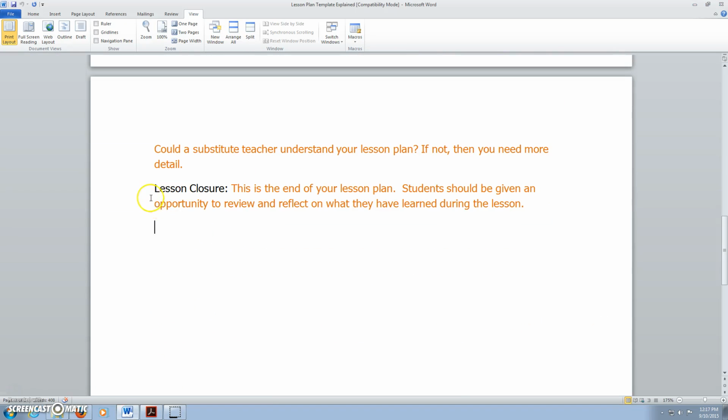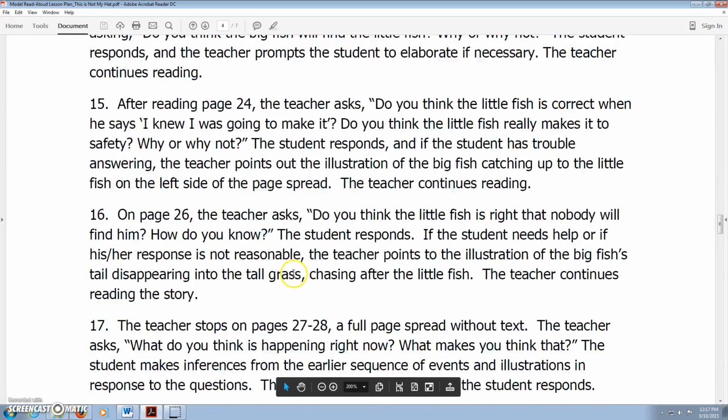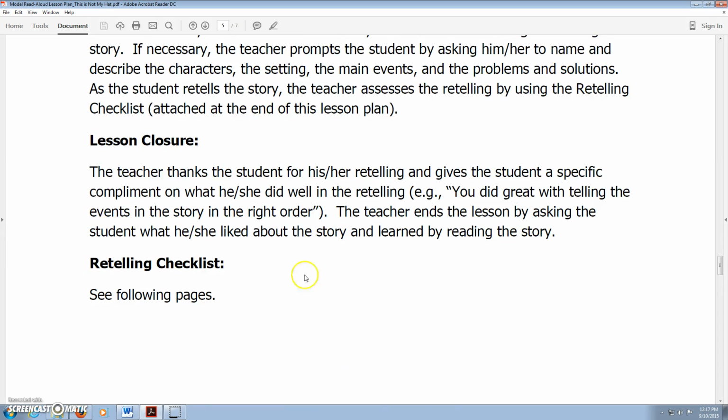And finally, at the end, you have your lesson closure. That's the end of your lesson, and what you want to do with the lesson closure is give students a chance to review what they've learned in the lesson or reflect on what they've learned during the lesson. So I have to scroll all the way down to find my lesson closure here.